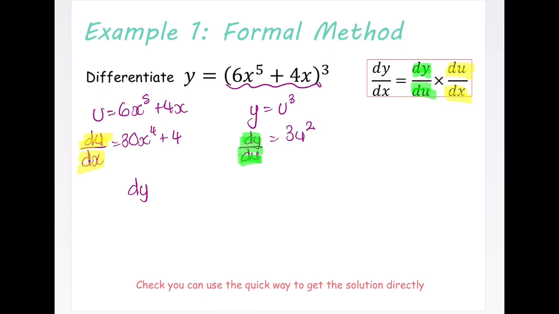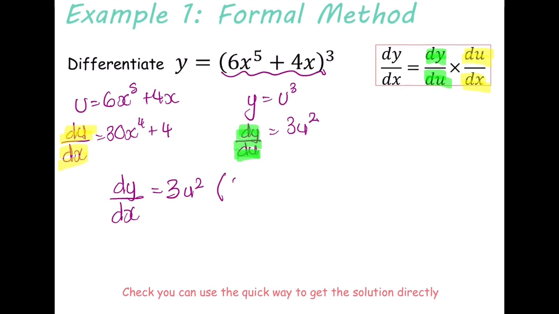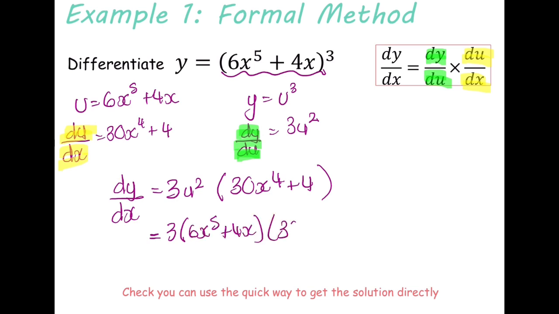So putting it all together, dy by dx equals 3 lots of u squared times by du by dx, which is 30x to the power of 4 plus 4. But I don't want to leave the u's in there. So let's put our substitution back in. What was u actually? 3 lots of 6x to the power of 5 plus 4x, all squared, times 30x to the power of 4 plus 4.